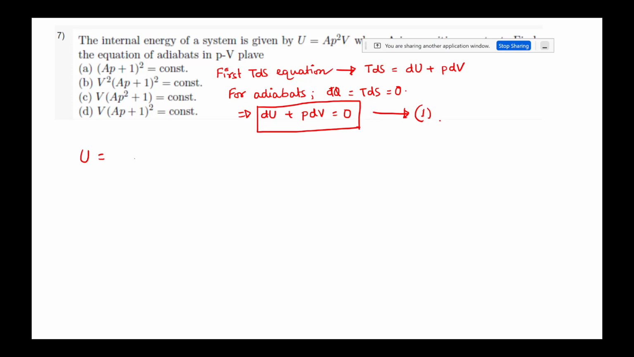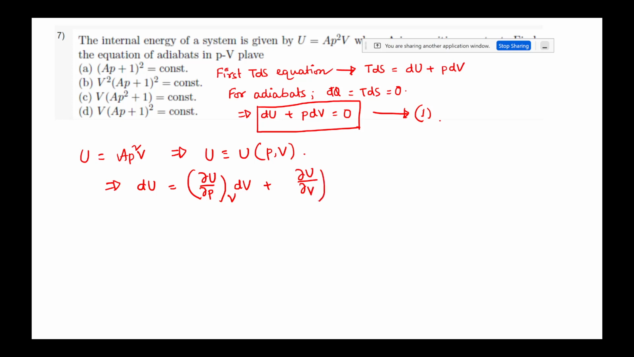Now U is a function of A P squared V. So U is a function of P and V, then dU will be del U del P at constant V dP plus del U del V at constant P dV. What is del U del P? U is A P squared V, so del U del P is 2A P V dP, plus del U del V, which will be A P squared dV. So this is equation number 2.